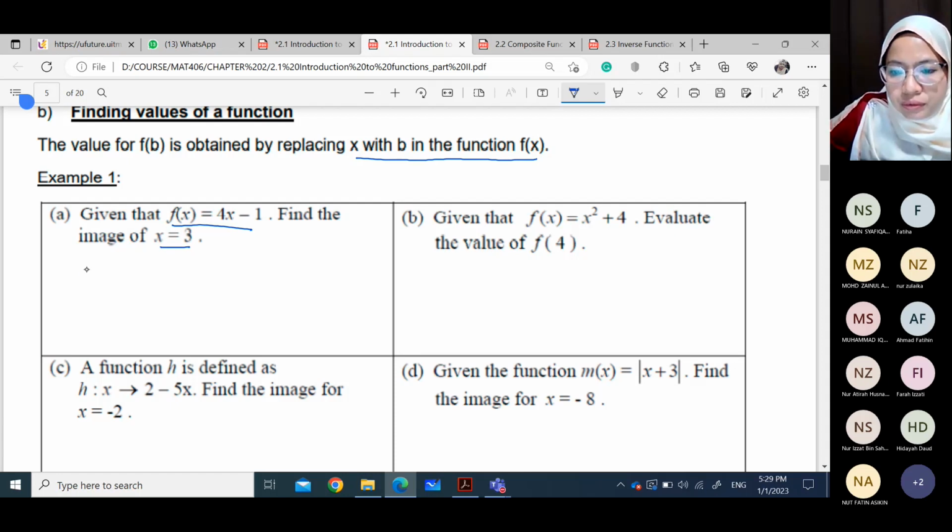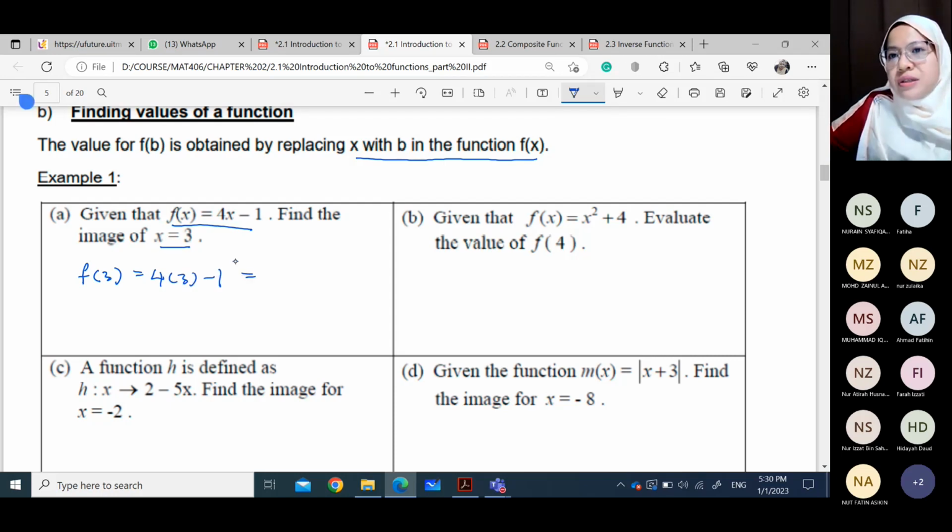Now we can write it as f of x equals 3. So we substitute x with 3 in this function. Then here we have 4 times 3 minus 1. So 4 times 3 minus 1 is 11. So here we can say that the image of x equals 3 is 11. So this is the image.